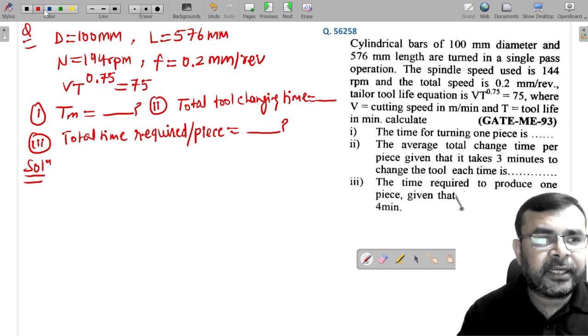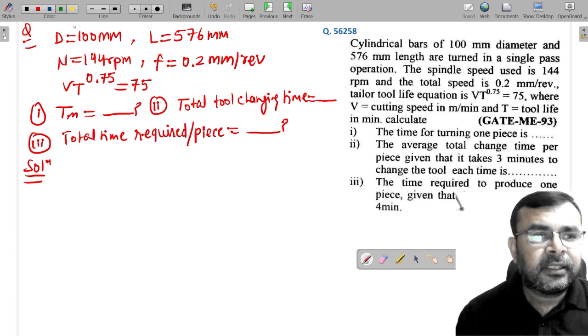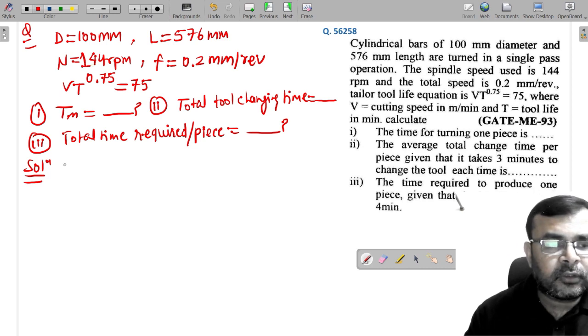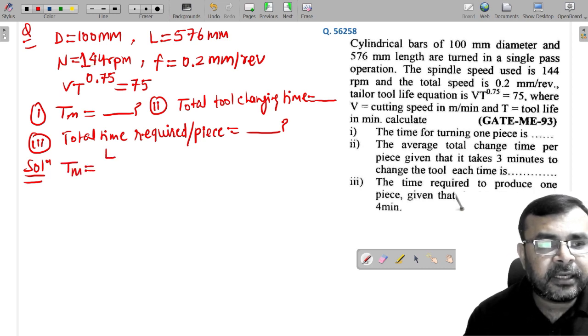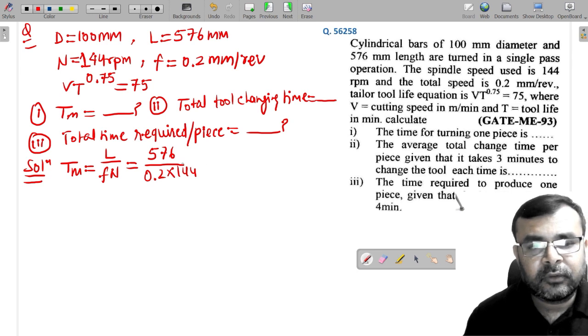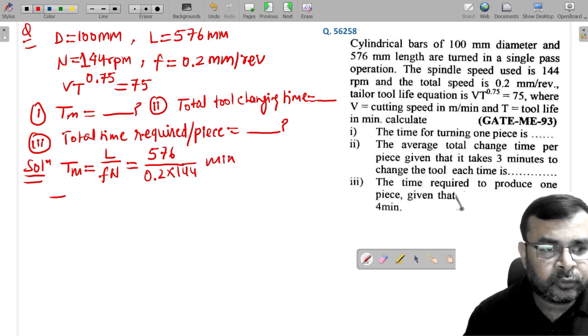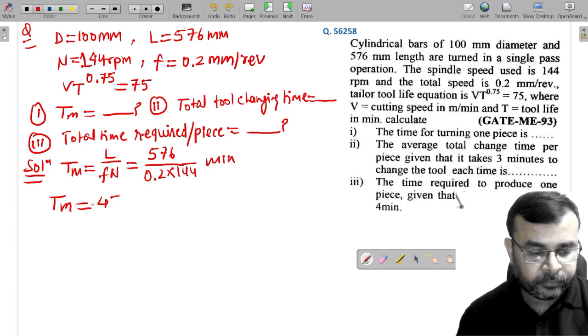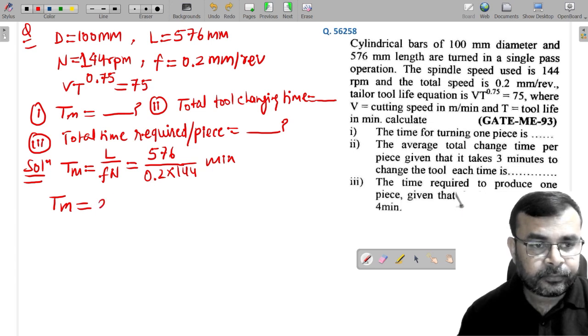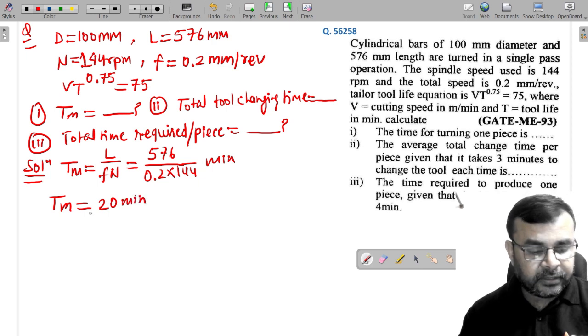So first here I am going to write, and you can see the 100 millimeter diameter is given, n is given here, this is 144 rpm, correct? So the machining time is L by f n, and everything is given here: 576 over f, which is given as 0.2, and n is given as 144. So this gives us the time in minutes. From this the machining time is 20 minutes. This is 20 minutes, correct?